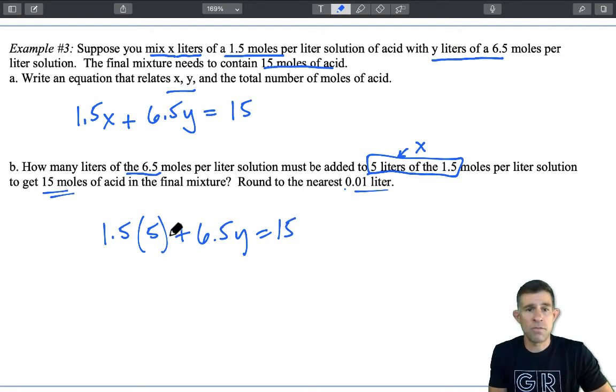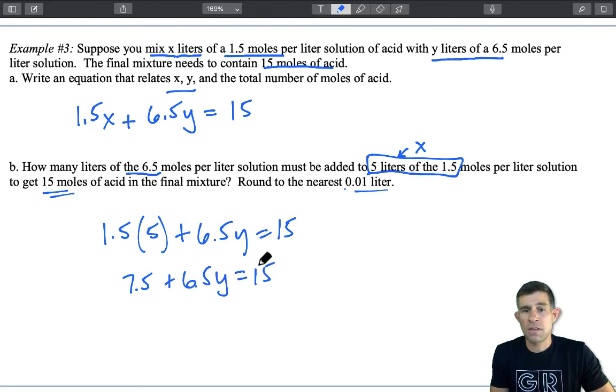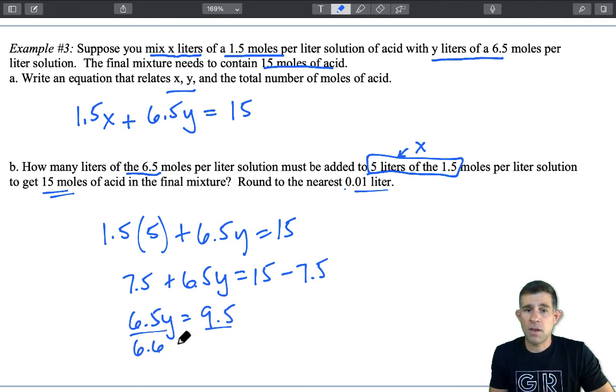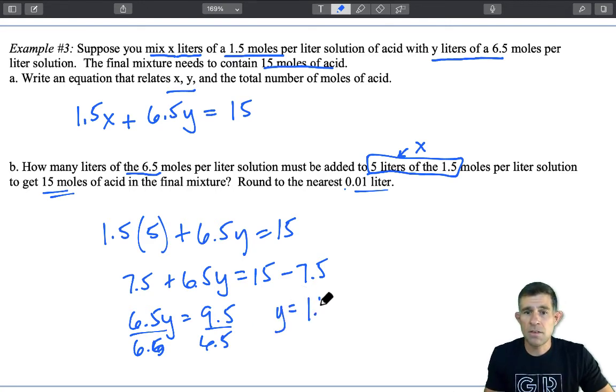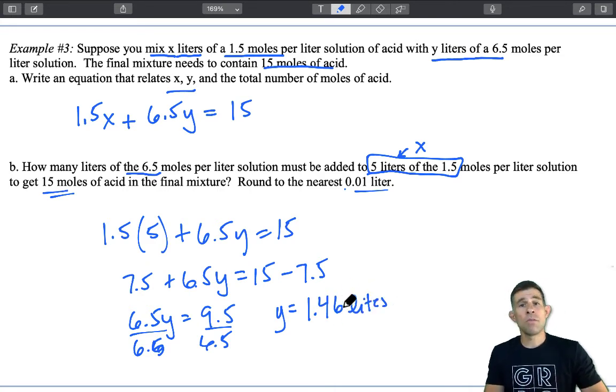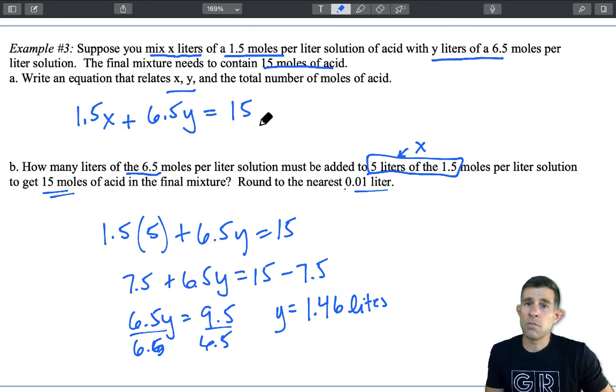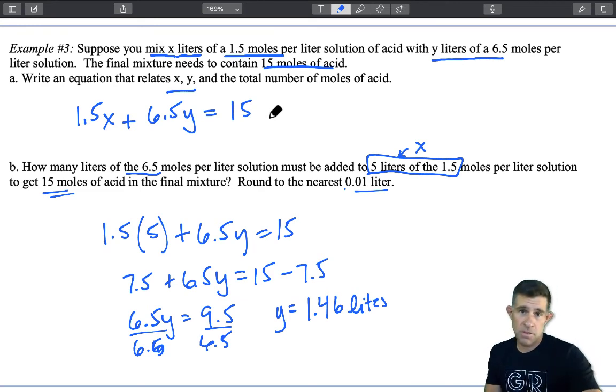All right, 1.5 times that 5 gives me 7.5. We're next going to subtract over that 7.5, and that's going to leave me with 6.5Y is equal to 9.5. Finally, we're going to divide by 6.5, and that's going to give me the value for Y. Let me check my math here. Rounding to the nearest hundredth is 1.46 liters. So we will need 1.46 liters of that 6.5 moles per liter solution in order to bring our combined solution up to 15 moles of acid.